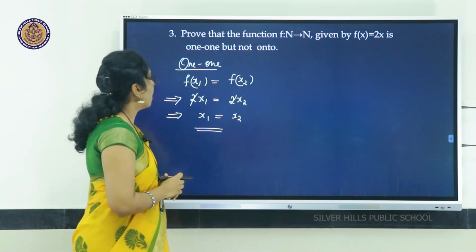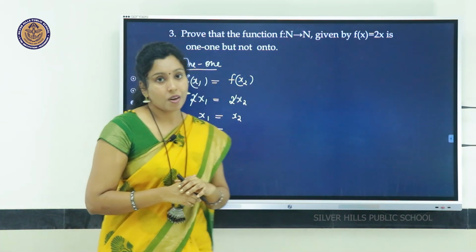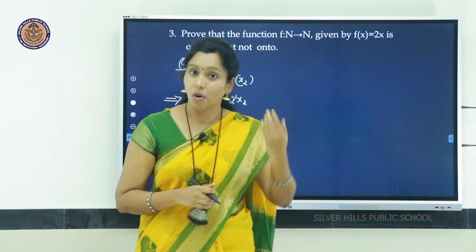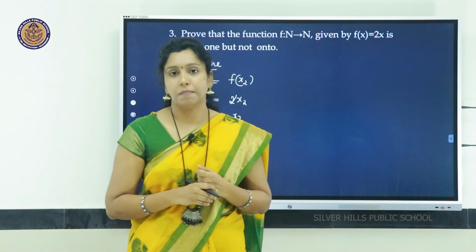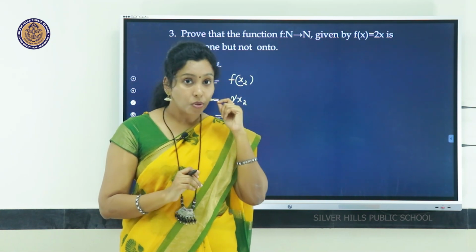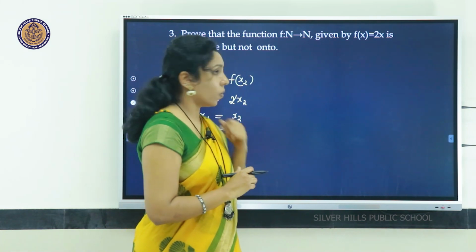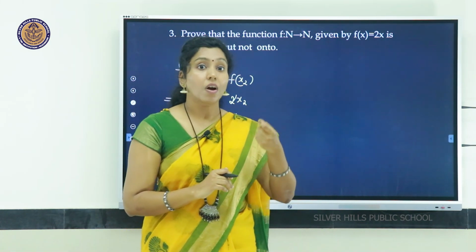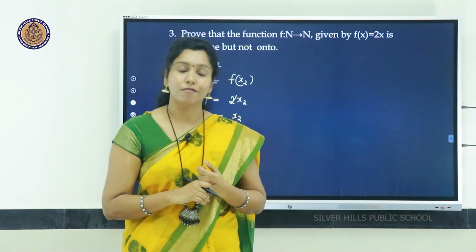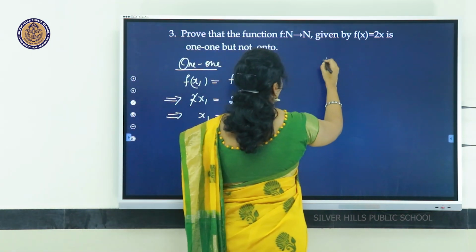Now, look at the second part. Prove that this is 1-1 but not onto. So, to prove something is false, just one example is enough to show that it violates the rule. So, we are going to show with the help of an example that the function is not onto. So, now let us consider onto.